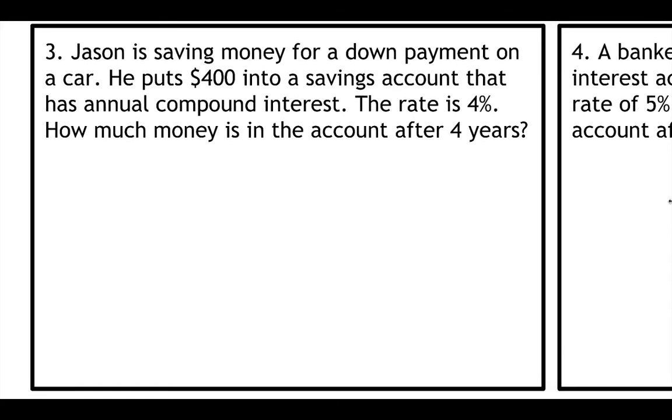Jason is saving money for a down payment on a car. He puts $400 down. That's the initial amount, so principal, into a savings account that has annual compound interest. The rate, percent, I'm going to put over 100 because I know it has to go over 100, all day, every day. How much money is in the account after 4 years? Total amount, and our time is 4, and it's already in years.